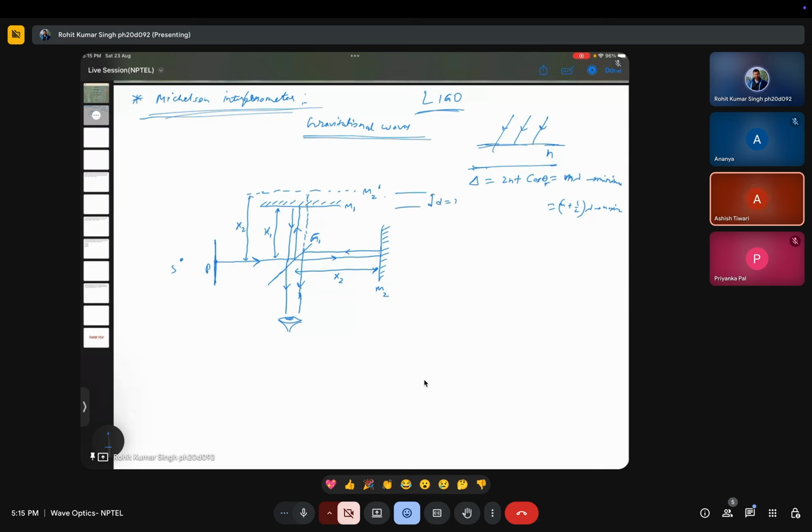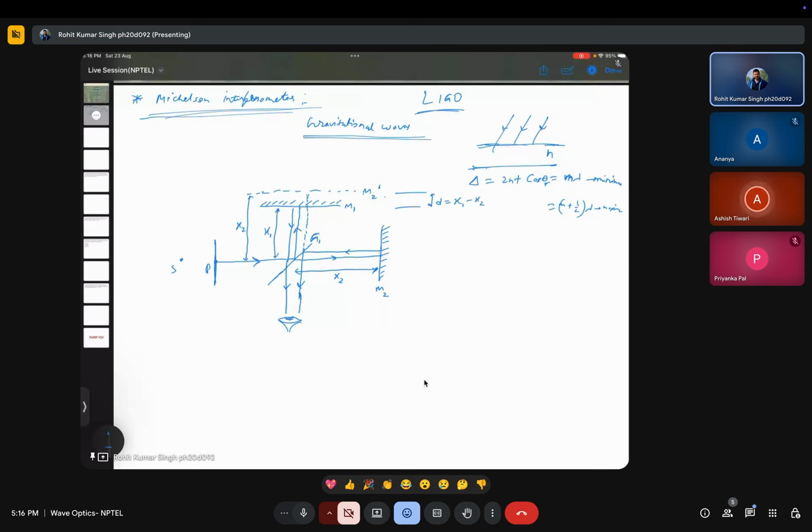I have one doubt. I have read in the book that they imagine that M2 dash is the image of M2, and a thin film is produced between M1 and M2 dash. In the book they said that M2 dash is the image of M2. I am also in the teaching profession, so it is very difficult to make the students clear on that.